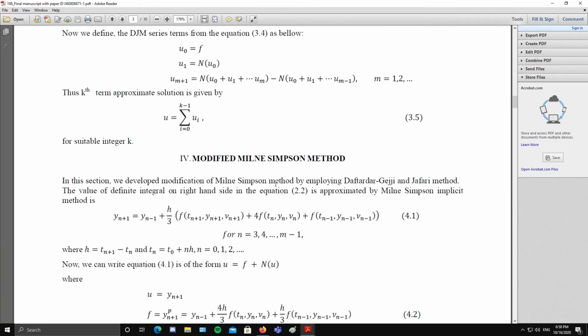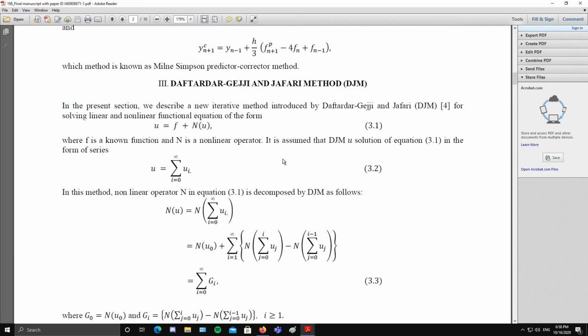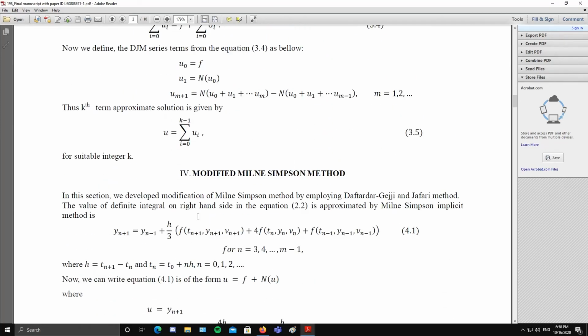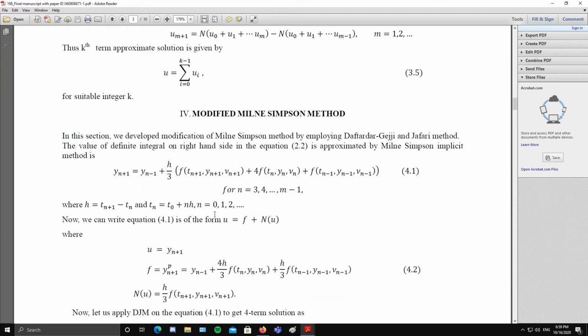So we have a modification of the Milne-Simpson method by employing DJM. The value of the definite integral in equation 2.2 is approximated by the Milne-Simpson implicit method as y(n+1) equals y(n-1) plus h by 3 of [f of t(n+1), y(n+1), v(n+1) plus 4 times f of tn, yn, vn plus f of t(n-1), y(n-1), v(n-1)], where n varies from 3 to m minus 1 and h is the difference t(n+1) minus tn. tn equals t naught plus nh.